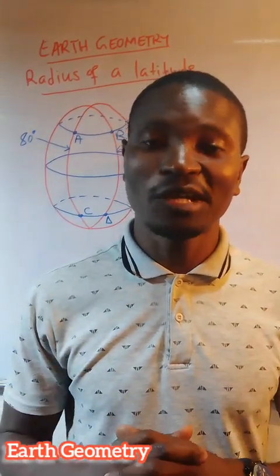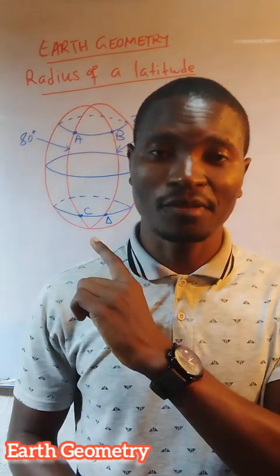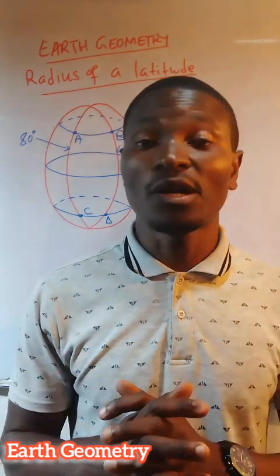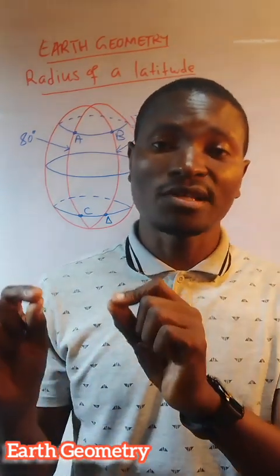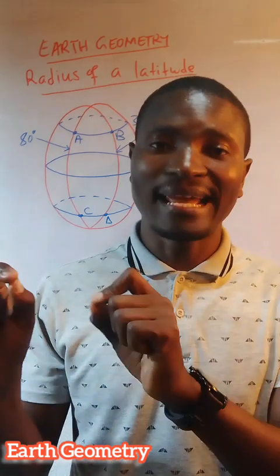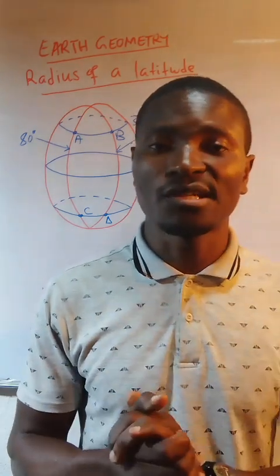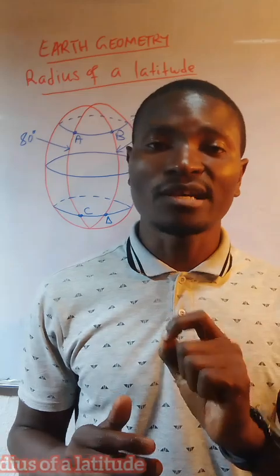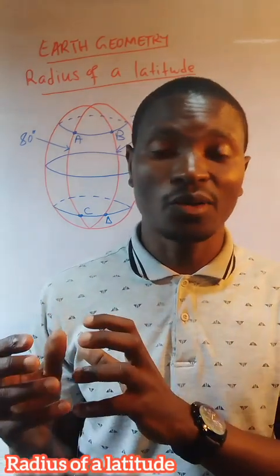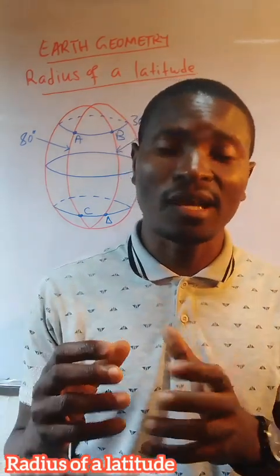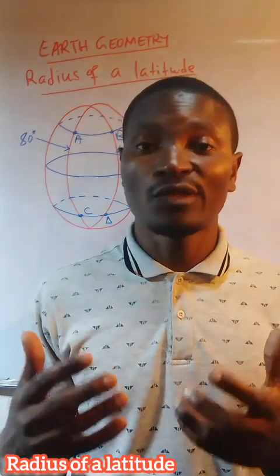In today's video, we are going to look at Earth geometry. In particular, we are going to focus on what is called the radius of a latitude. So we have to differentiate. There is what we call a radius that is coming from the center of the circle, as well as the radius that is not coming from the center of the circle.